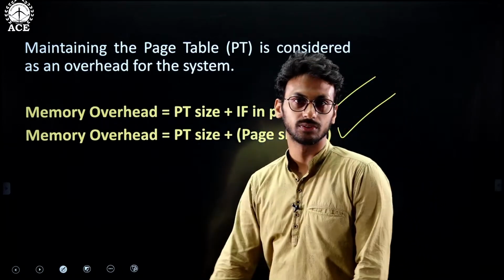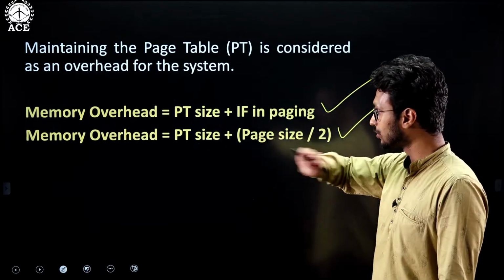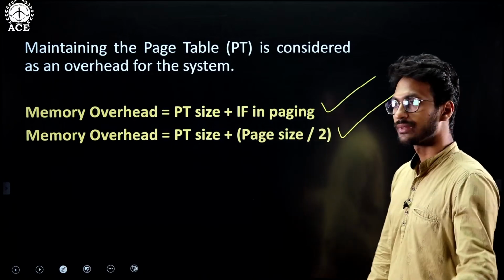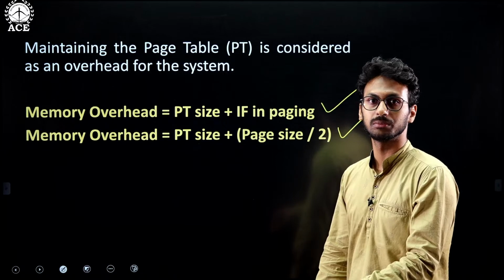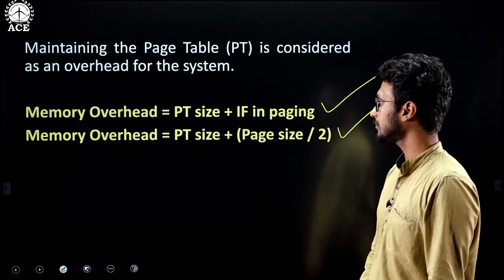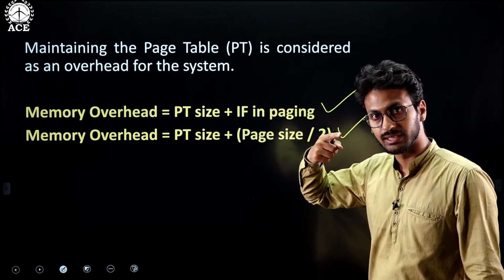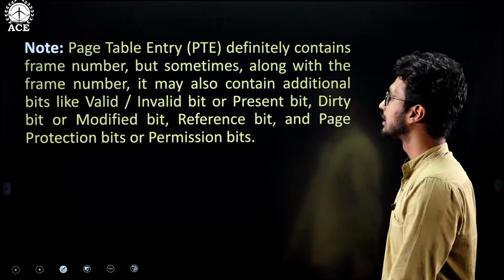Done with this one. I hope everything is visible clearly. Just read it, go through it once. Memory overhead is page table size. Why? Maintaining the page table is itself a burden on the system, isn't it? Plus internal fragmentation in paging. Internal fragmentation in paging is considered as page size by 2. That is why I mentioned page size by 2 here.